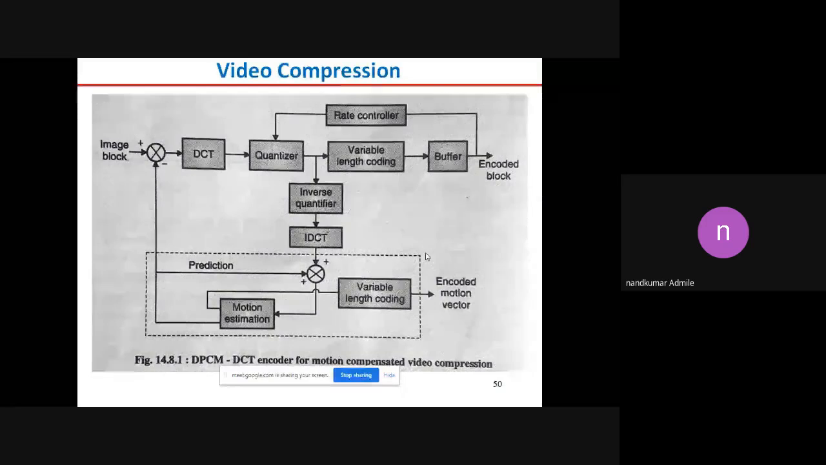Yes, can anyone tell what is the need for video compression? Why do we compress the images? Why do we compress the video? What is the need of video compression techniques?